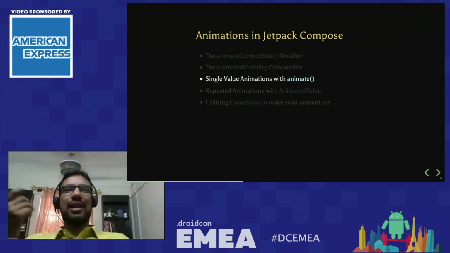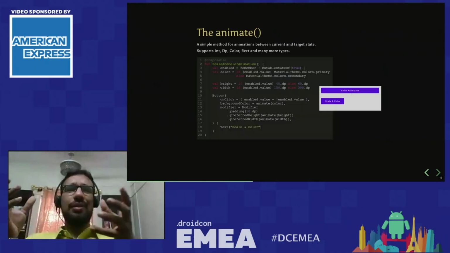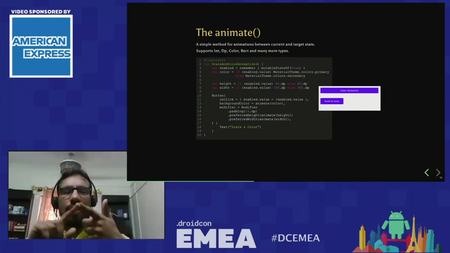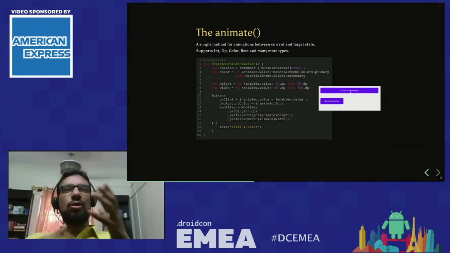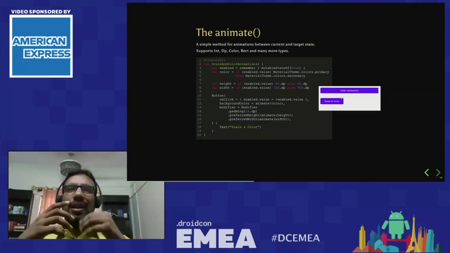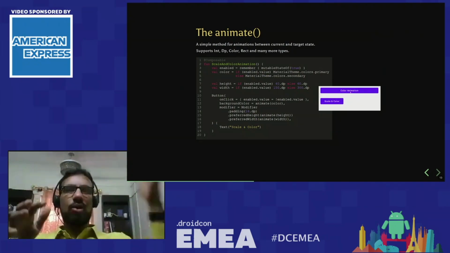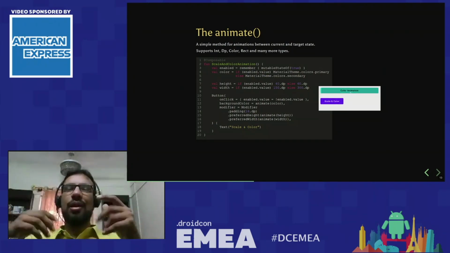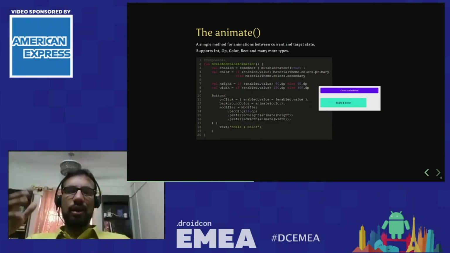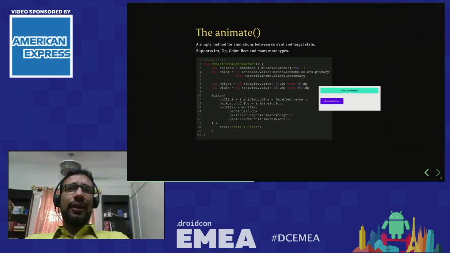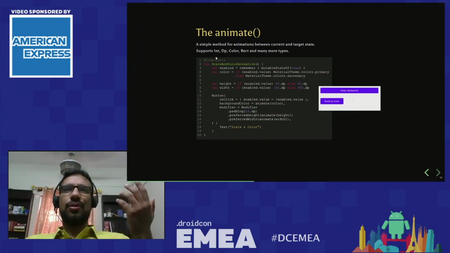Now we'll focus on animate as state. The idea is that animate content size is limited to changes in content size, and animated visibility is all about show or hide. So animate is a more general approach to do whatever you want, whether it's scaling, rotation, colors, or anything. It does not restrict you to content size or visibility. It gives you more power to do whatever you want. It comes with lots of built-in types, like integers, DPs, colors, rectangles, and many more.